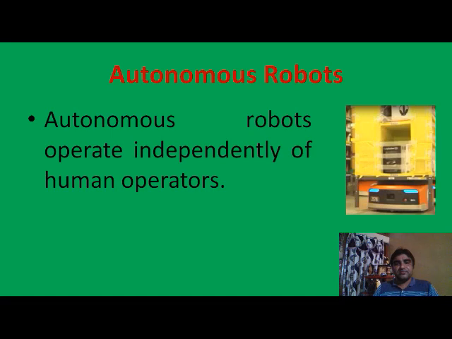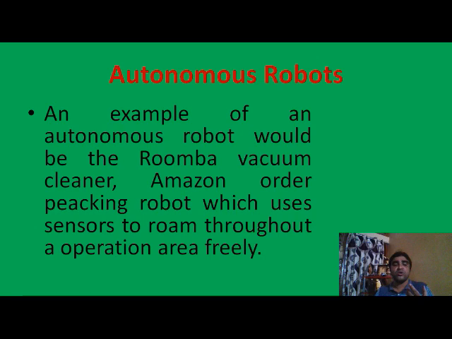Another example of robots is autonomous robots. The autonomous robots operate independently of a human operator. Examples of an autonomous robot would be the Roomba vacuum cleaner and Amazon order picking robots, which use sensors to roam freely throughout an operation area.